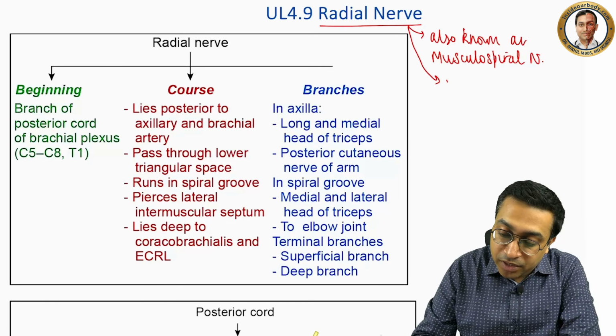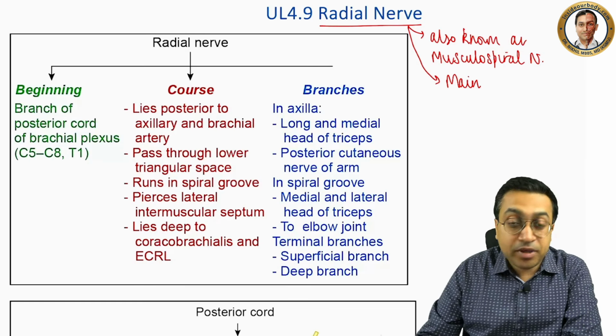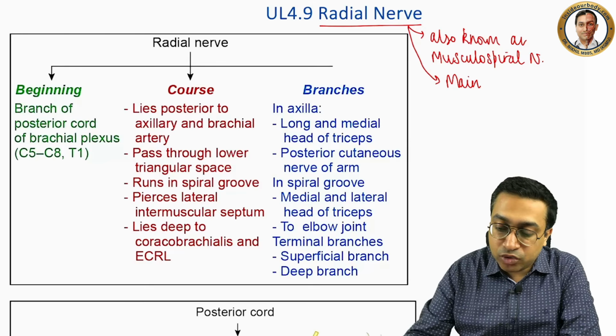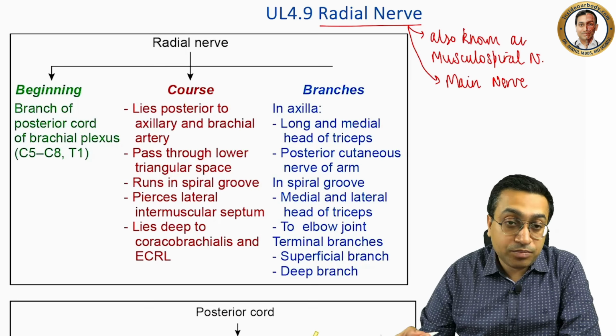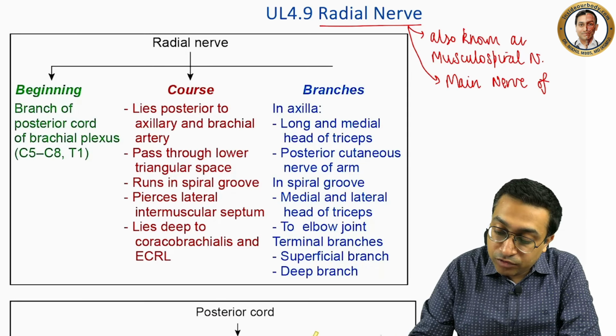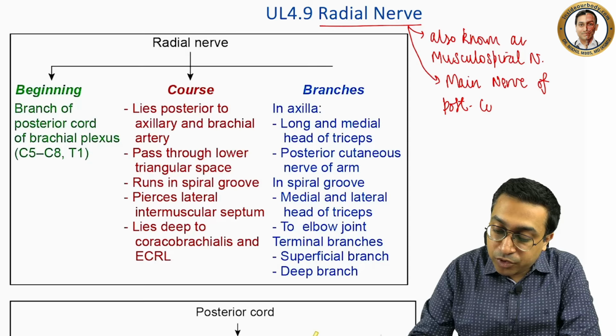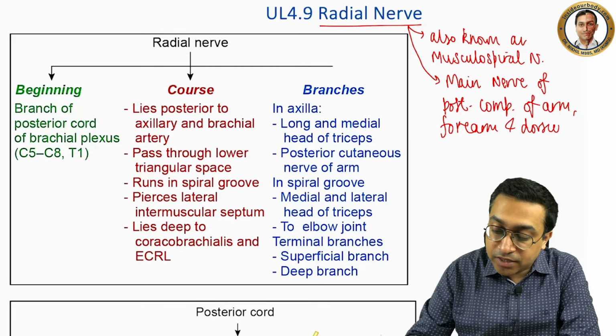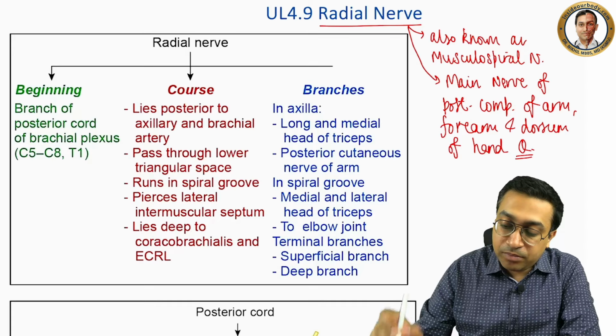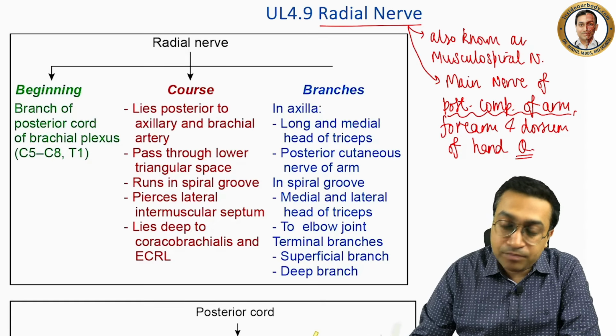It's the main nerve, so you need to remember, like we had the main nerve supplying the front of the arm, that was the musculocutaneous. So radial nerve is the main nerve of the posterior compartment of arm, forearm as well as dorsum of hand, and this has been asked in the entrance exam also and MCQs as well. The main nerve of the posterior compartment of the arm.